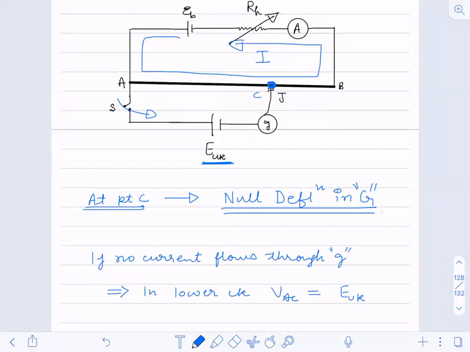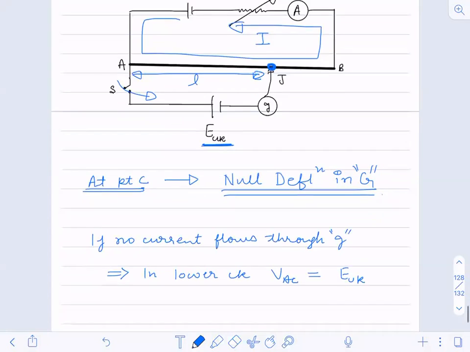We wanted to find out the value of E unknown, the unknown EMF. And how can we do that? We will first get the null deflection point, and we get the null deflection point AC length. Now suppose this length of the wire AC is l.